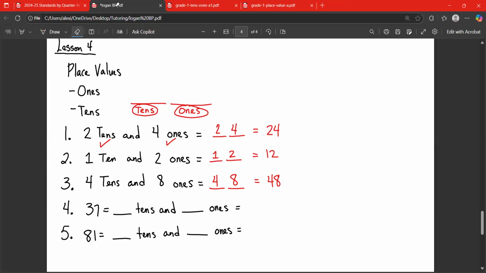Oh, I don't need an equal sign. All right, let's see here. 37. Well, when I look at 37 and I put my dash lines underneath the 3 and the 7, I see the 3 is on the left and the 7 is on the right. So remember, who's on the left? What place value? The tens. What's the place value on the right? The ones. So I have 3 tens and 7 ones.